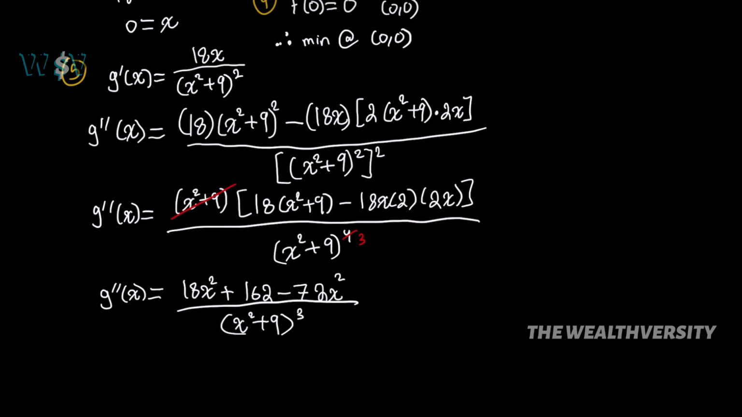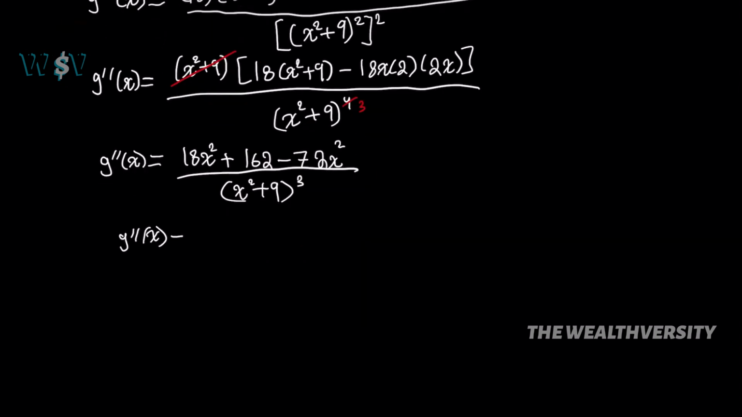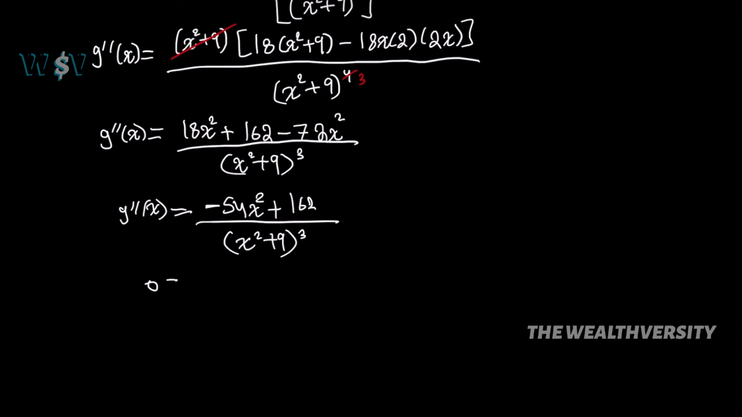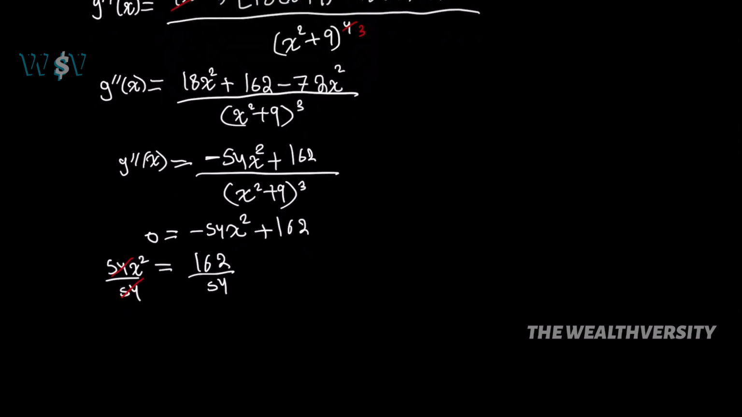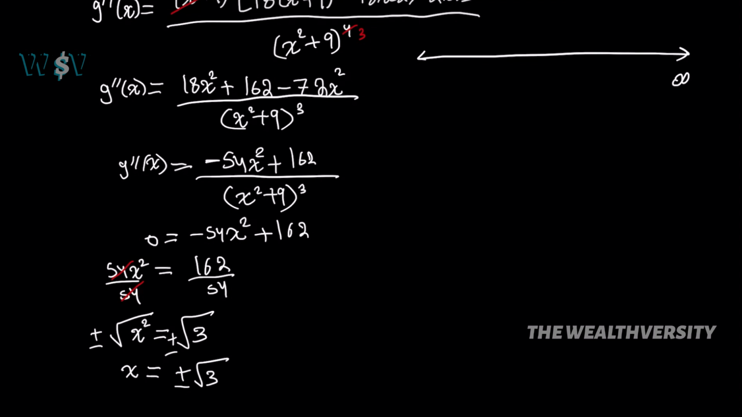After simplifying, we get that g double prime of x is equal to (-54x squared plus 162) divided by (x squared plus 9) cubed. Now we set the numerator equal to 0, because if the numerator is 0 then the whole function is 0, and we get 0 is equal to -54x squared plus 162. We move -54x squared to the other side and simplify to get that x is equal to positive and negative square root of 3.